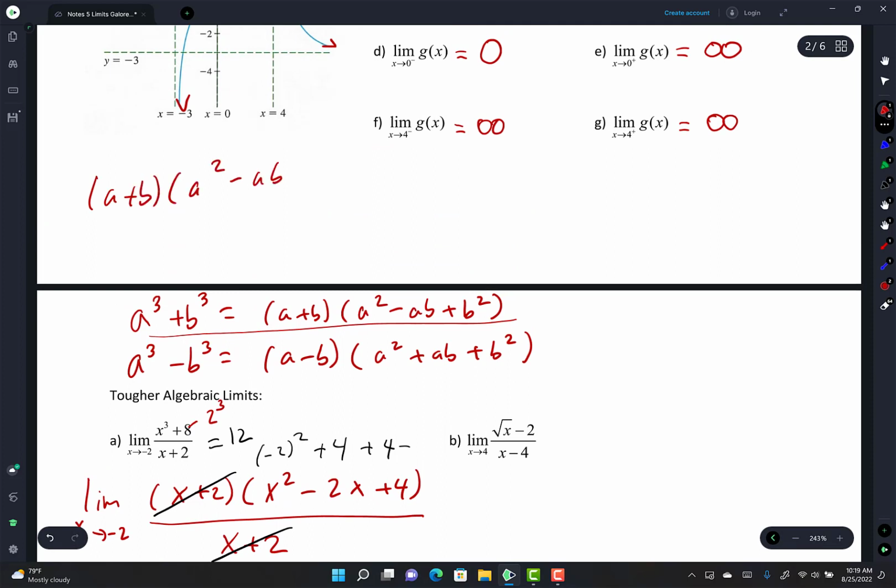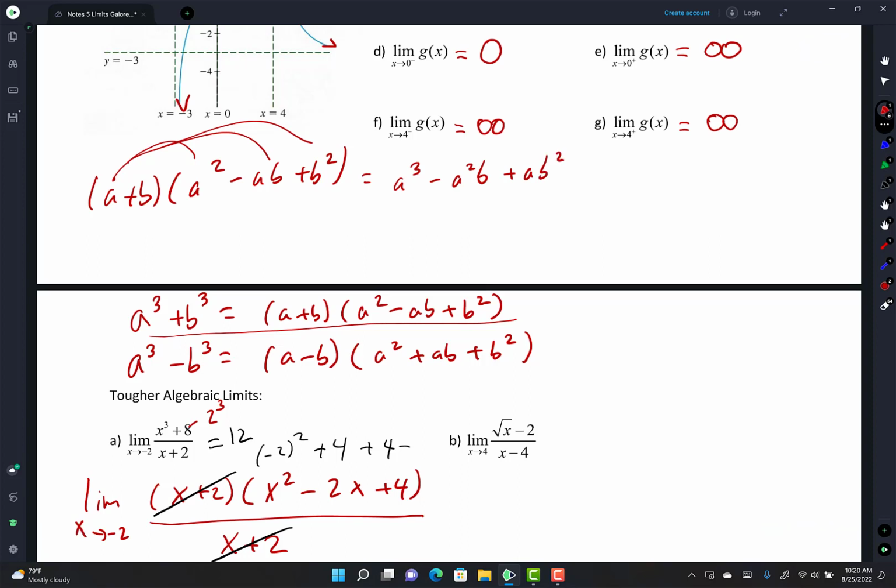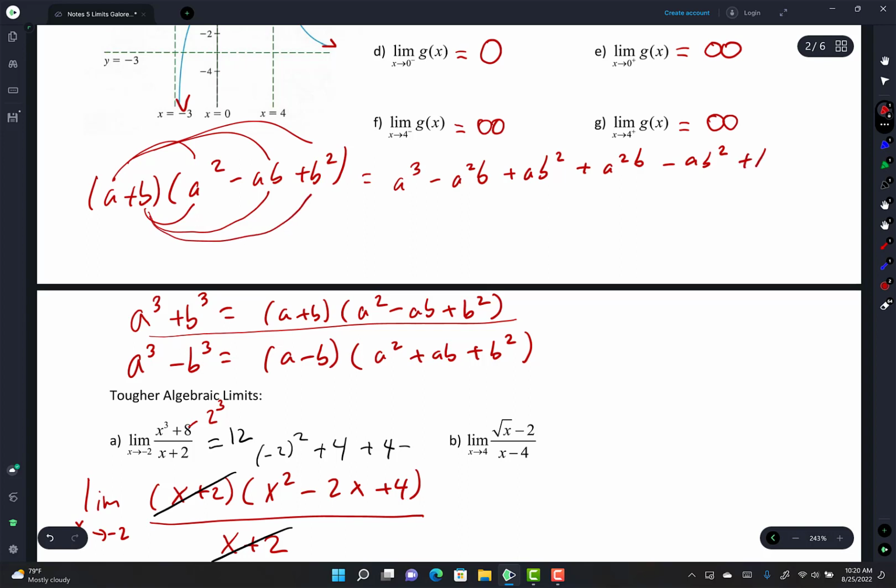And I want to see if I really do get the sum of cubes with this. So I'm going to take this a and I'm going to multiply that a by everything in the trinomial. Cool? A times a squared, a cubed. A times minus ab, minus a squared b. Are we still okay? A times b squared, plus ab squared. I don't see any mistakes. Are we still good? All right. B times a squared, that's going to be plus a squared b, keeping it in alphabetical order. B times minus ab, that's going to be minus ab squared, and then b times b squared, that's going to be plus b cubed.